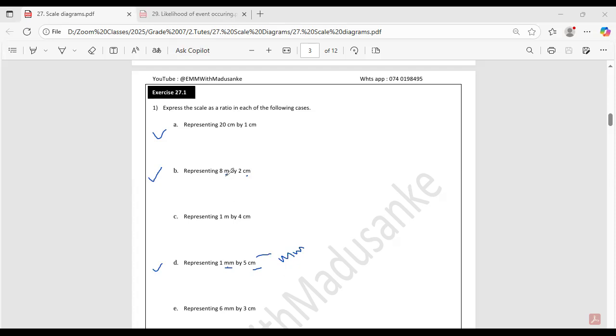So when you compare meter and centimeter, what is the small unit? The small unit is centimeter. So convert meter into centimeter. That is how we are going to do. Please do this A, B, and D. I want to see who finishes first. After you finish, send me done.